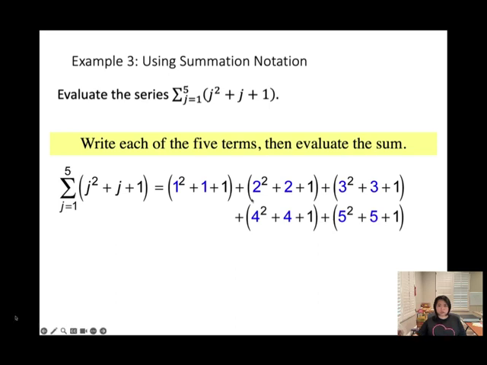Okay, check your work. This is j equal to 1, j equal to 2, j equal to 3, j equal to 4, and j equal to 5. Okay, and then we're gonna add it all up. You're gonna get 75.